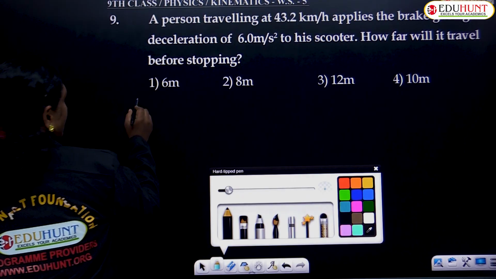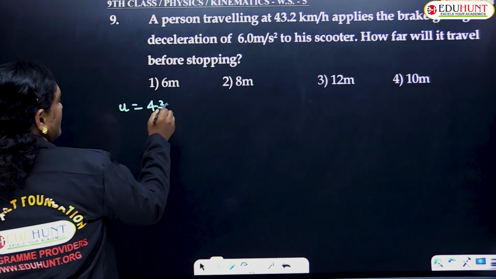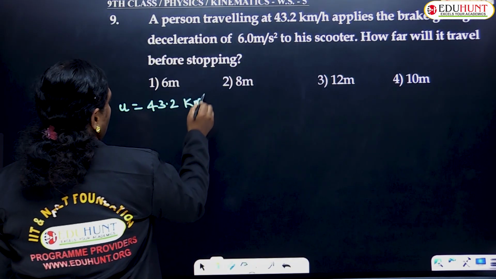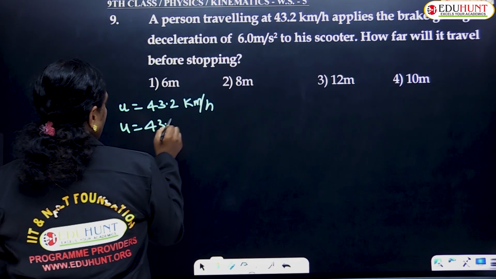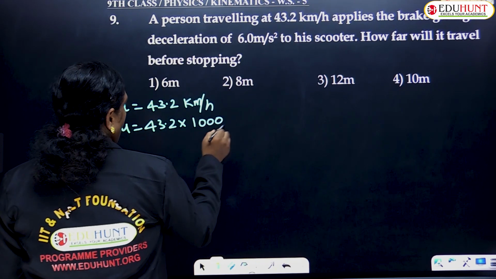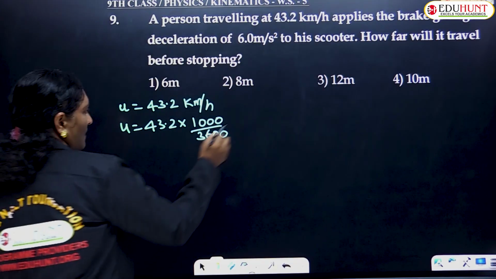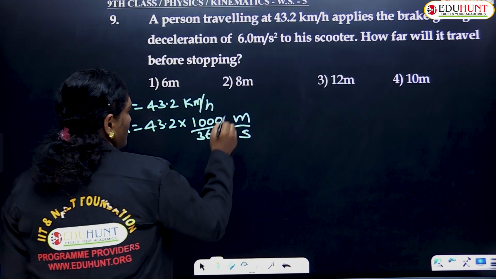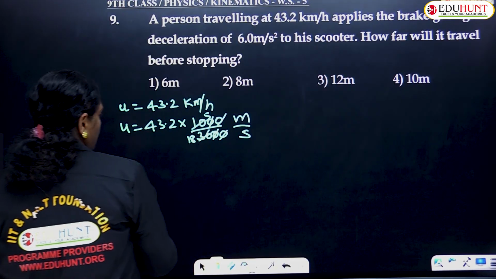First of all, what is the given data, children? The initial velocity of the scooter was given as 43.2 kilometer per hour. So to convert this, 43.2 into kilometer means 1000, hour means 3600. So let us try to convert into meter per second. 1000 meter per 3600 second. These two zeros get cancelled. This goes 5 times and this goes 18 times.